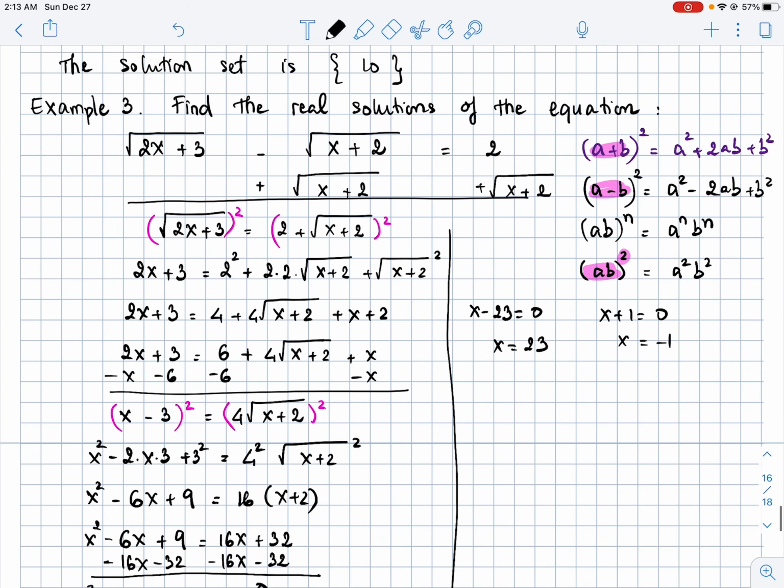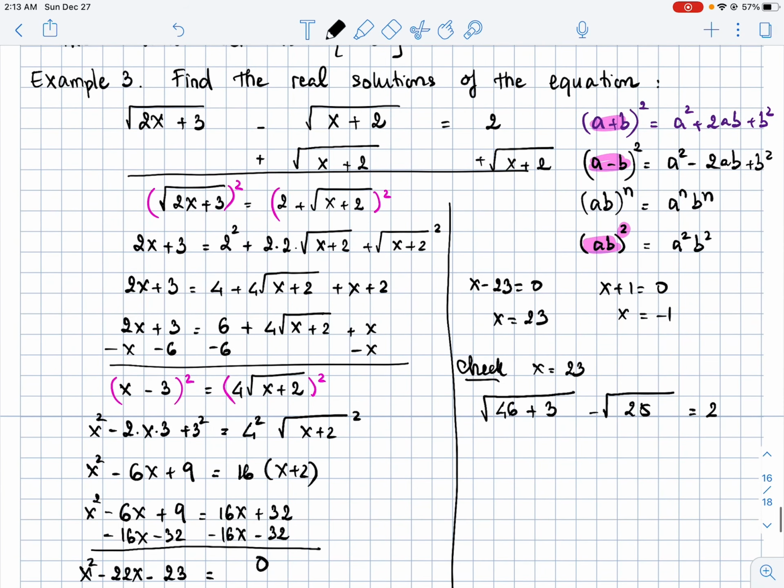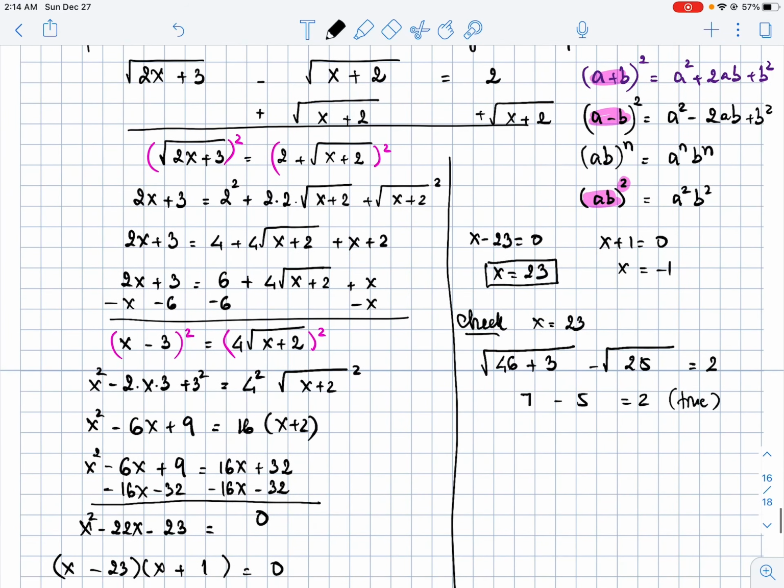We will need to check the answer. We go back to the original problem and check x equal 23. 23 times 2 is 46 plus 3, minus square root of 23 plus 2 is 25, equal to. So the first one we got 49, square root of 49 is 7, minus 5 is 2. This is a true statement. So x equal 23 is a solution.